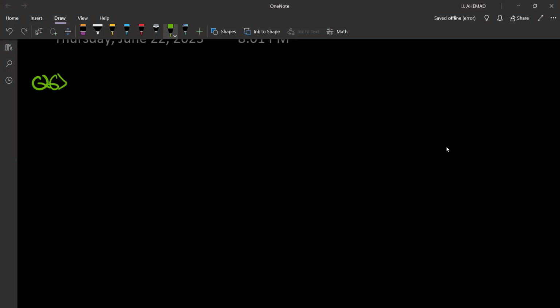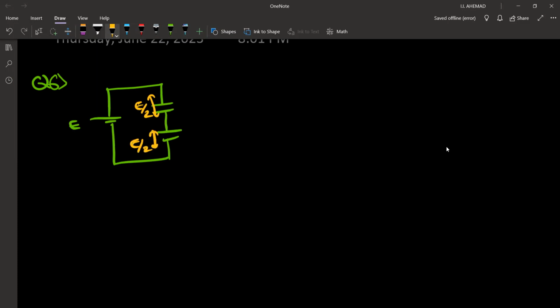Here, in case of these two circuits, when we have capacitors connected, so we have both equal capacitors connected, we know the potential is going to divide as E by 2 and E by 2. And this will get completely charged and there is no current flow. If we measure the potential difference across this, it is going to be E by 2.